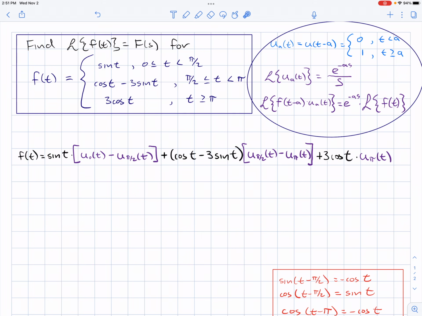And then similarly, the last, plus 3 cosine of t times the step function u sub pi of t, to the right only, and that's why we only have that, because we only need the right, and to the right of that is 1, again based off of this part right here. And that is it for that step.